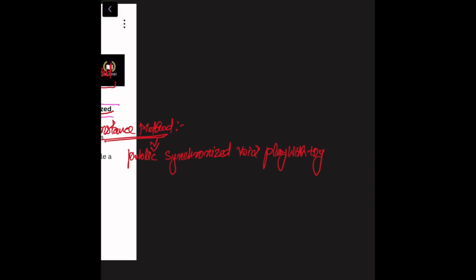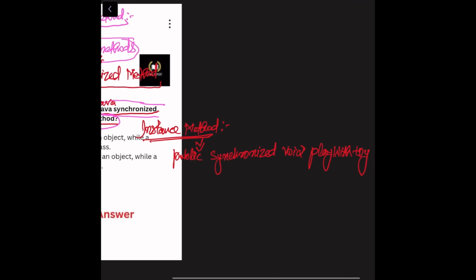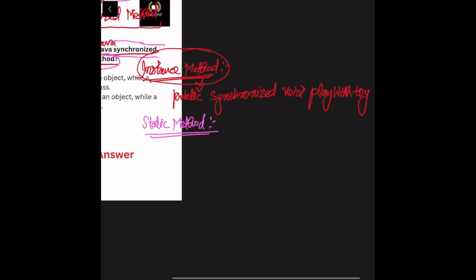Now we know about the instance method. Let me tell you about the static methods. If the method is static, it locks the whole class. It's like saying only one friend can use any toy from a specific toy brand at a time, no matter which specific toy it is. And how you can integrate that method in your code, let me tell you.